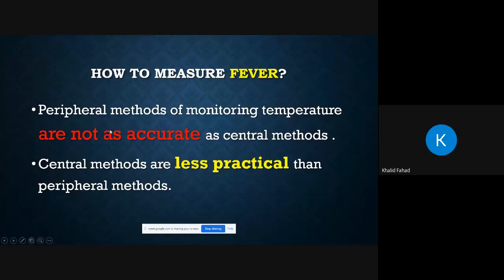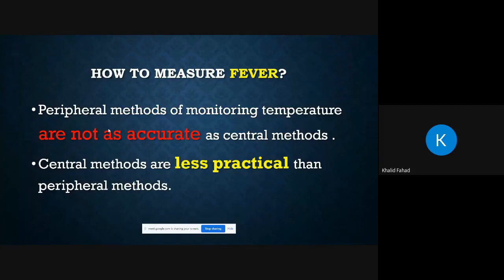While the central methods are accurate and have no variations, they are less practical, for example, the rectal or the esophageal type. So the central method is usually not performed unless we have suspicion, for example, in a patient where the peripheral method, the axillary one, is unreliable.